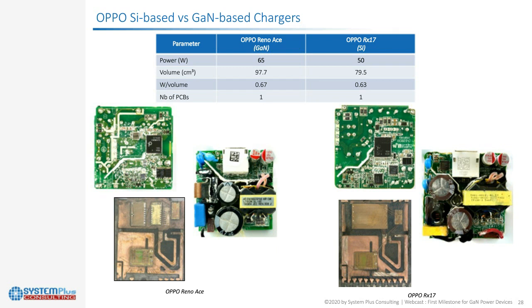But here we see that changing from 50 watts to 65 watts, the component with GaN gives more power. The die is much smaller than silicon, but because it's a cascode, they had to introduce the MOSFET inside the packaging. So that was my last slide for the technology and cost overview. So I will give back the talk to David, and thank you to everybody.